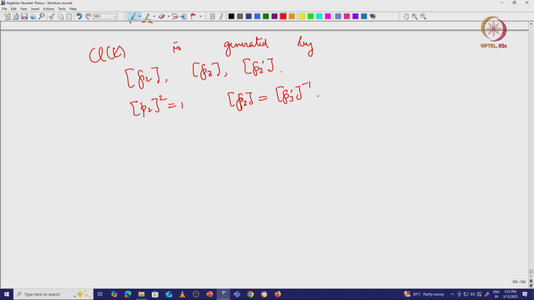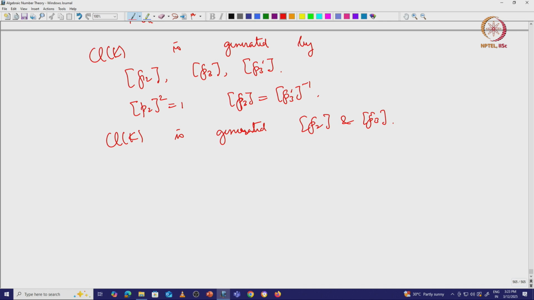Okay, so what do we do next then? That does not tell you much. It tells you that the class group of K is generated by two of these, let us say P2 and P3, and P2 square is 1. But beyond that we do not know much. P3 could have very large order, we just do not know.